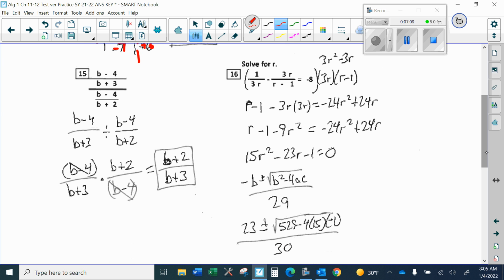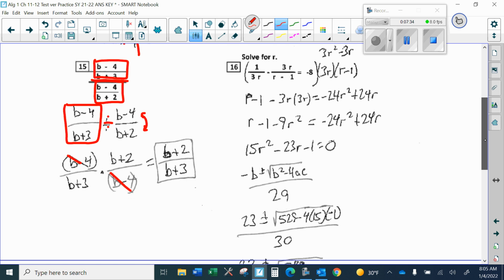All right, 15. Here's the long division bar right there. So I wrote that right here, and I just changed that long division to divided by this denominator right there. And of course, then division gets changed to multiplication by the reciprocal. So I need to switch those two, which I did here. Then the b minus 4's cancel out. I'm left with b plus 2 over b plus 3.